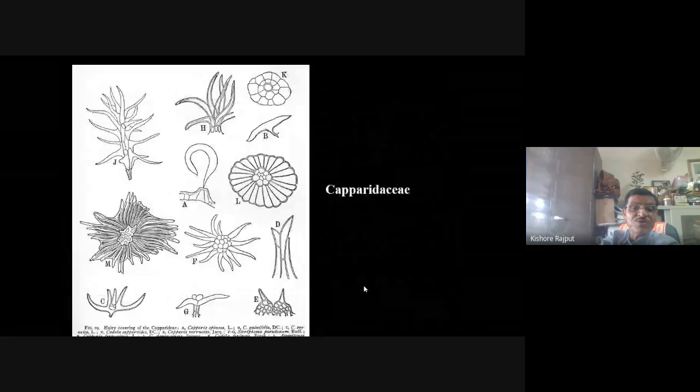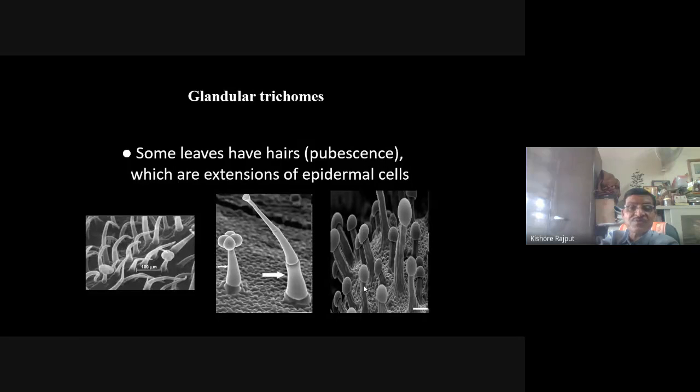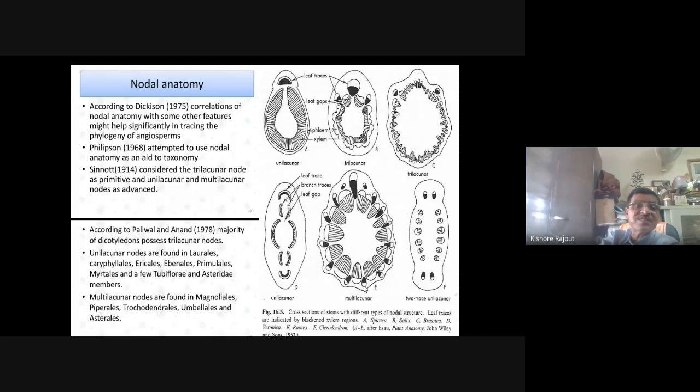Then you have the trichomes, various types of trichomes that can be used as a unique character. Then glandular trichomes, whether they are pubescent or maybe they are corky or spiny or having glands, that can be used as one of the additional supporting techniques. Then nodal anatomy is very frequently used, but not at the genus or species level, maybe to the groups and family level. It is well used by different people and has been used successfully.